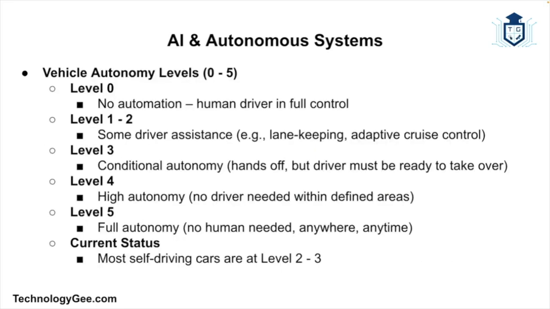And when it comes to autonomous systems, they are often ranked on a scale from 0 to 5. And I'm not going to read all of this to you, but most self-driving cars today, they are stuck somewhere between levels 2 and 3. Now, when it comes to being a true autonomous system or level 5, we're not there quite yet.